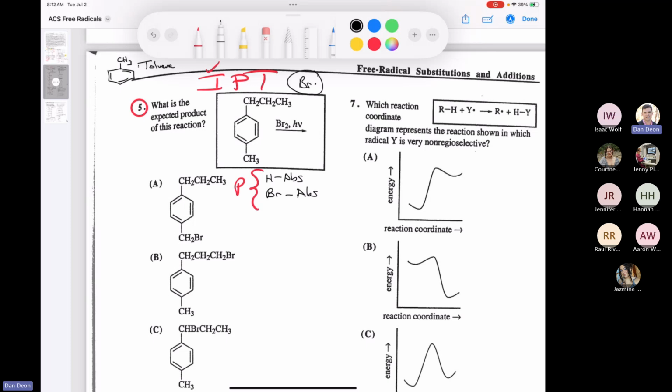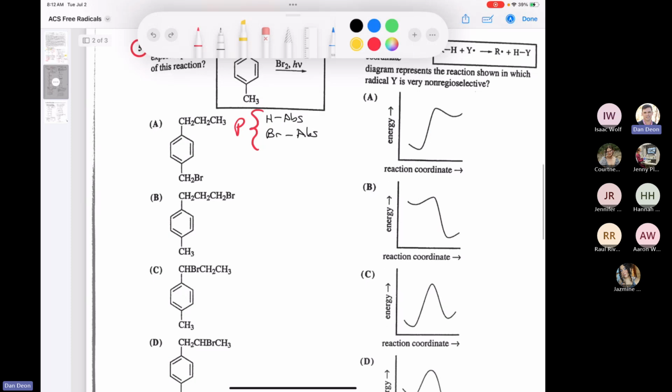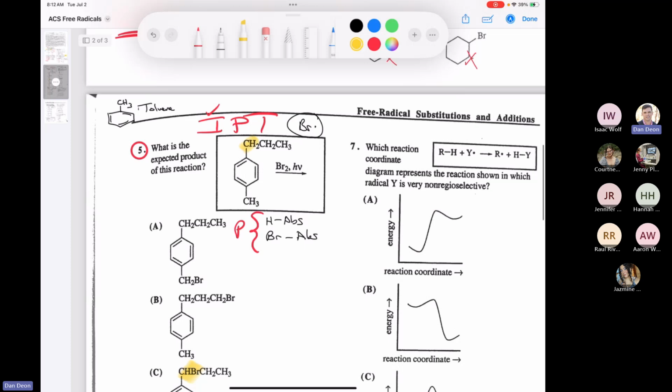Now the bromine radical is going to abstract the hydrogen from somewhere in this molecule. Where are we going to find the weakest carbon-hydrogen bond in this molecule? Does anybody have another guess as to where it's going to be? In C, exactly. Thanks, Jenny. It's going to go here because what do we call these positions? Here and here. Could anybody tell me what we call those?